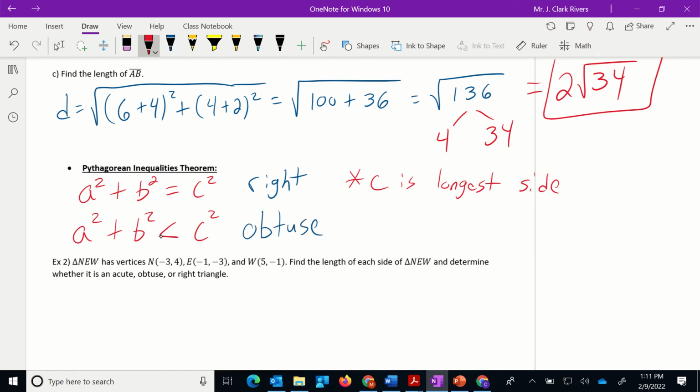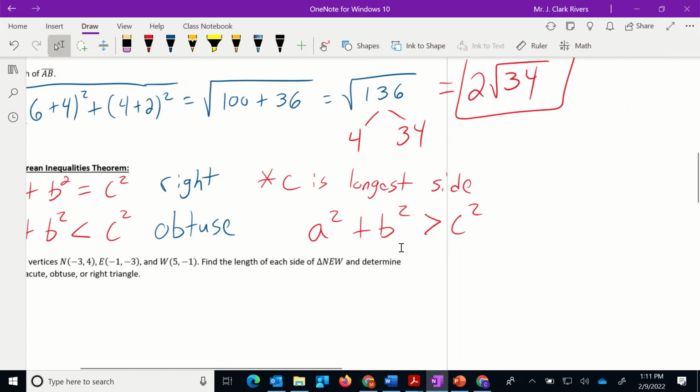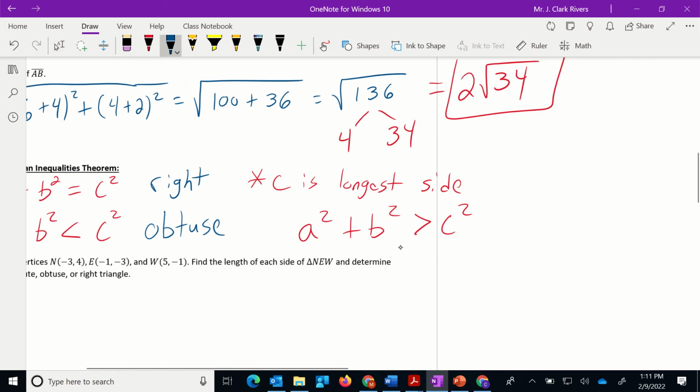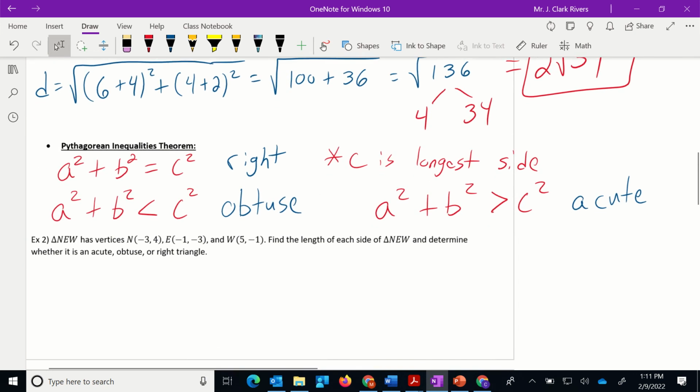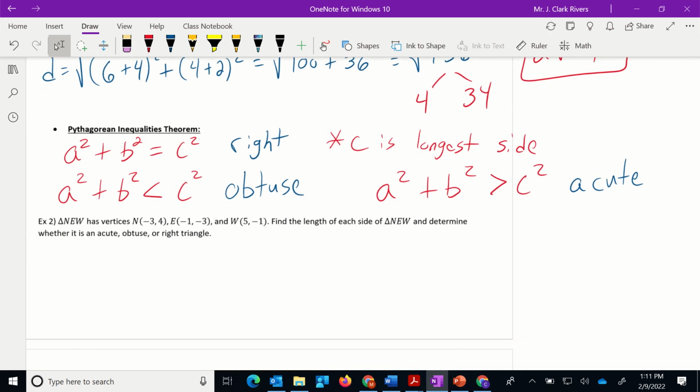And then we'll also look at it this way. A squared plus B squared is greater than C squared. So now what we're saying is the longest side, C, relative to the two shorter sides, well, it's not as long as compared to a right triangle. So as compared to a right triangle in this situation, the longest side is not as long. So that's going to be an acute triangle. So that's the Pythagorean inequalities theorem. Questions on that?